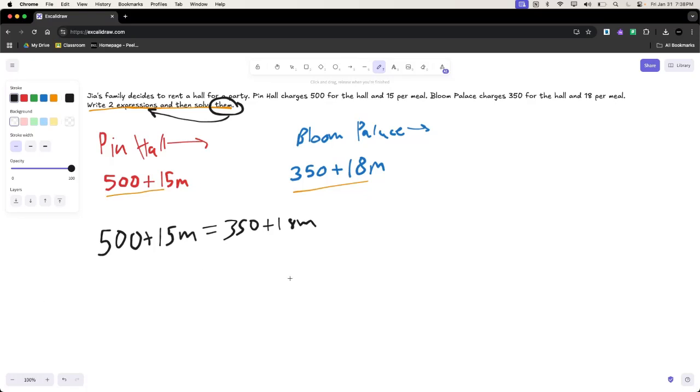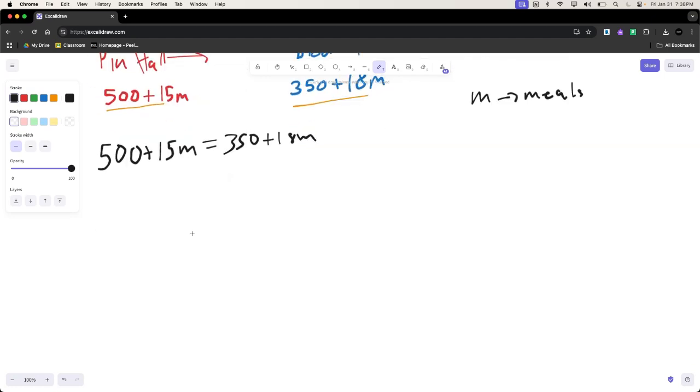So here it is, right? 500 plus 15m and then 350 plus 18m. And again, m is just the variable I'm using for meals, the number of meals. And so now that we have this, let's go ahead and solve it.